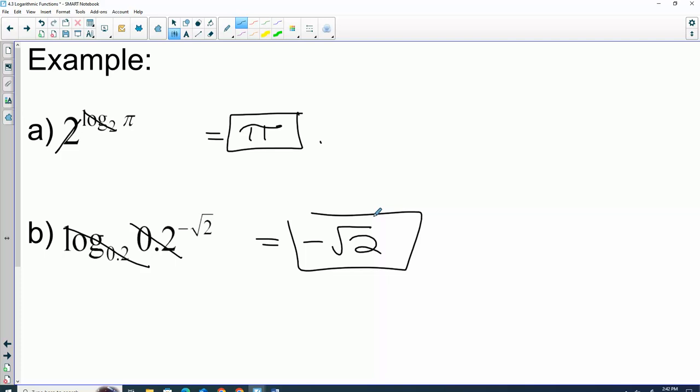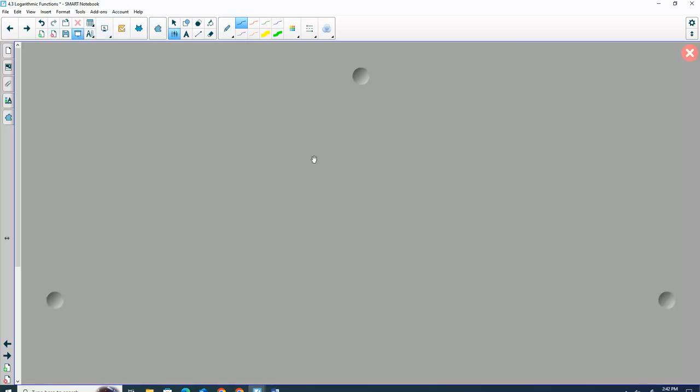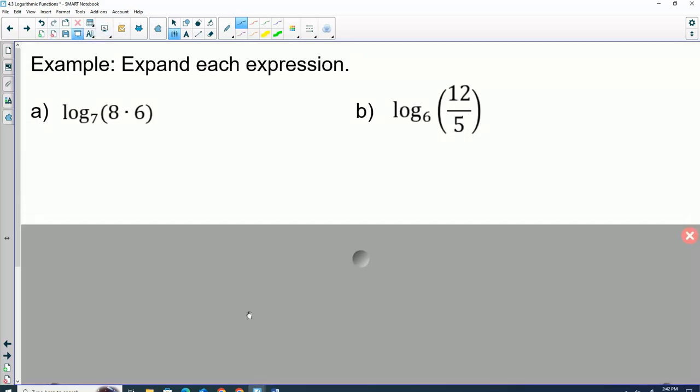We okay with those properties? Last slide, we're going to start where we're picking up tomorrow, using our properties to expand our logs. So we will do just a couple today, pick up here tomorrow, and we'll give you guys time to do your homework.